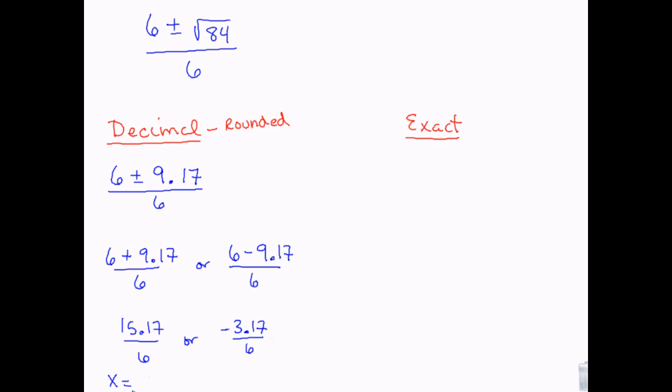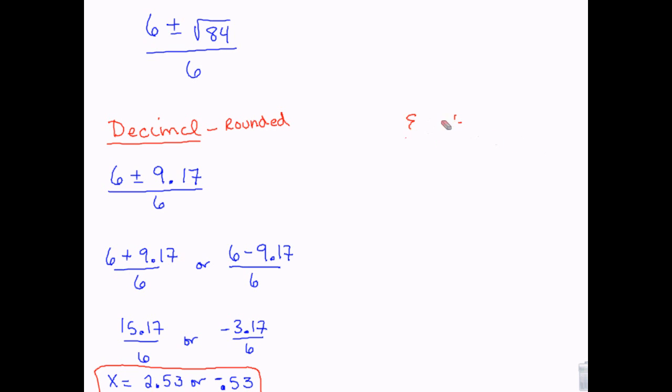And so at the end, I'm going to be rounding again because when I divide this, I'm going to get 2.5283 repeating. So I'm going to go ahead and do 2 decimal places. So I'm going to do 2.53 and then 3.17 divided by 6, I'm going to get a negative 0.53. So that's the decimal version.